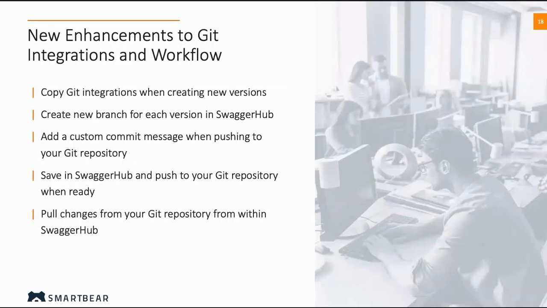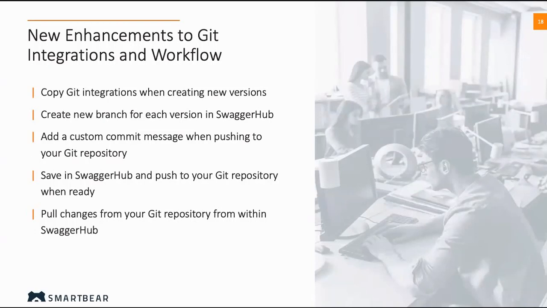So getting to the enhancements, the changes that we've just recently done. One is that every time you create a new version within SwaggerHub, if you're moving from 1.0.0 to 2.0.0 for your API definition, we copy over the Git integrations as you create these new versions, so that every version is also connected to your Git repository, which makes creating versions a lot easier. It reduces some of the friction there.